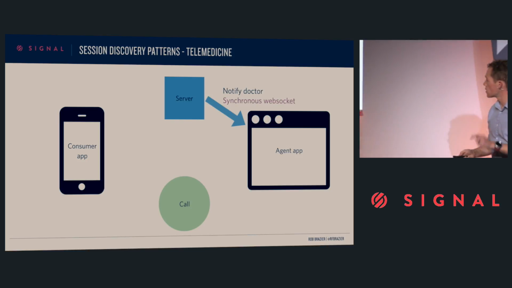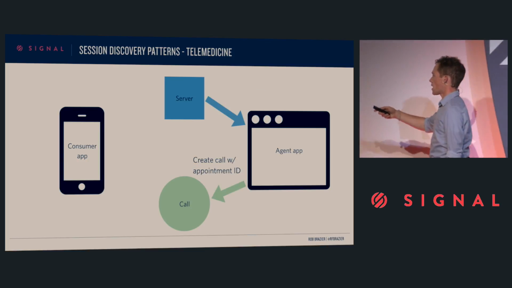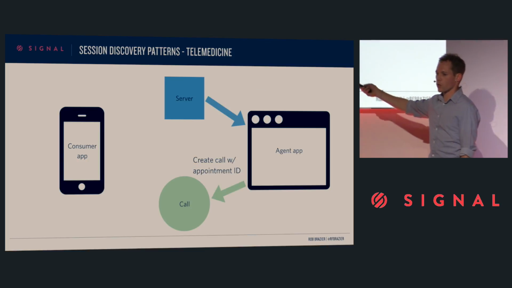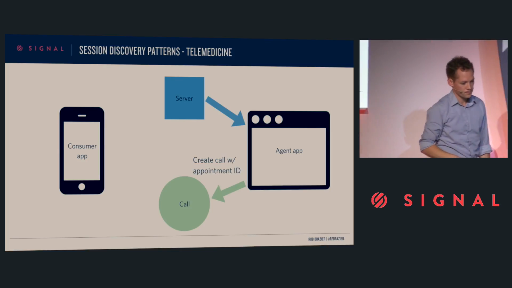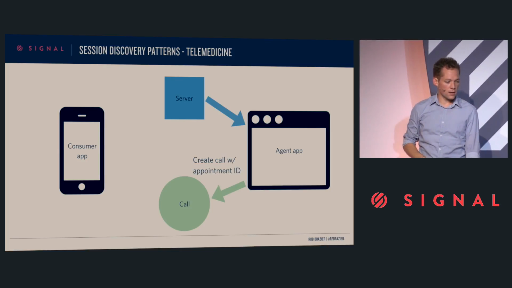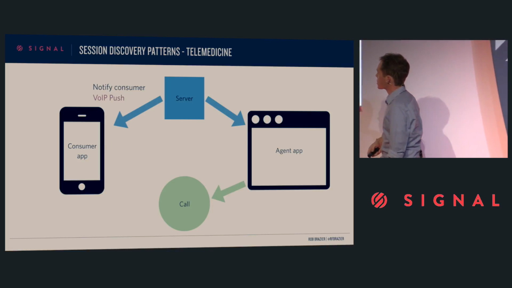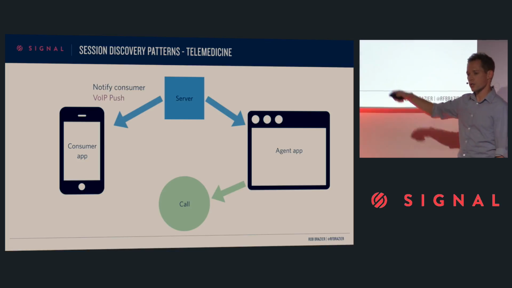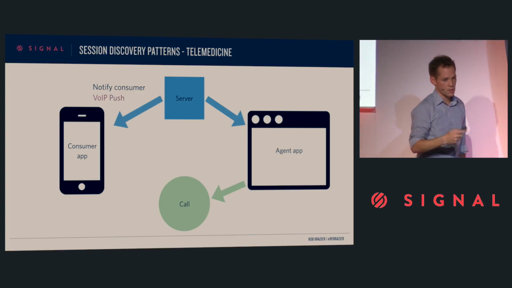When the doctor clicks that notification, they create the call, and they name the call using an appointment ID. So this is, again, using our conference primitive. They are creating a conference with an appointment ID. After they receive a notification that the conference has been created, they then send a push notification to the consumer, but this time they're using VoIP push. And you can do this using our Notify product.